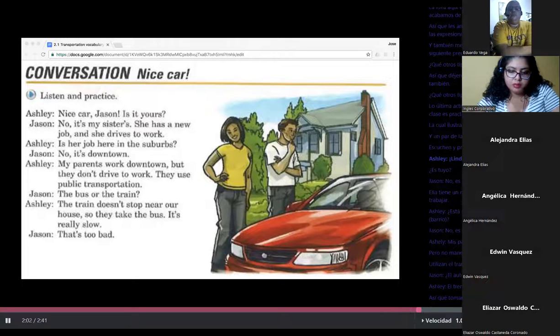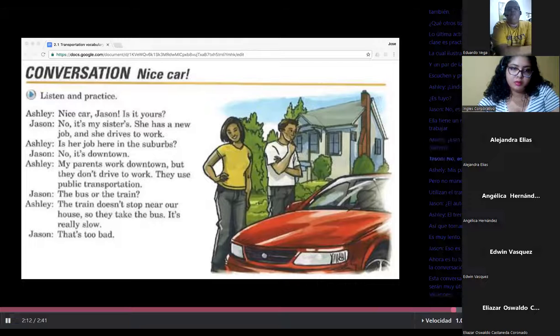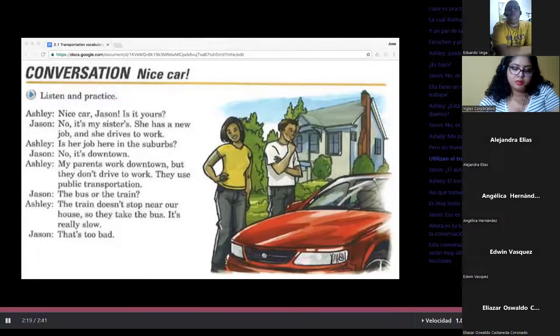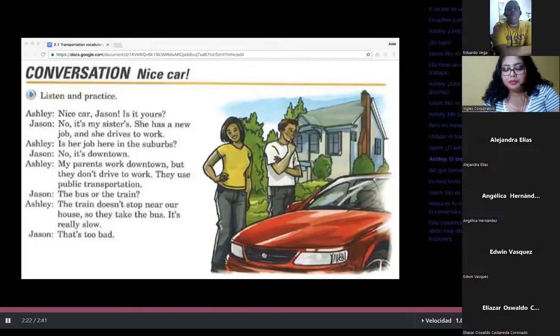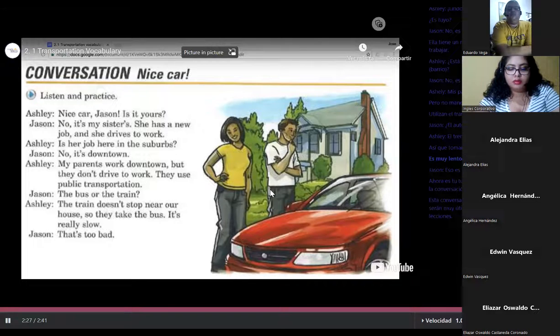Nice car, Jason. Is it yours? No, it's my sister's. She has a new job and she drives to work. Is her job here in the suburbs? No, it's downtown. My parents work downtown, but they don't drive to work. They use public transportation. The bus or the train? The train doesn't stop near our house, so they take the bus. It's really slow. That's too bad.